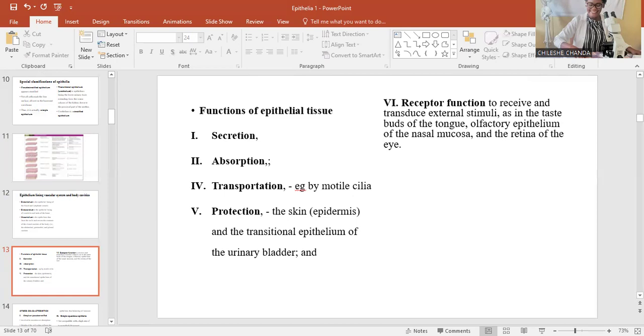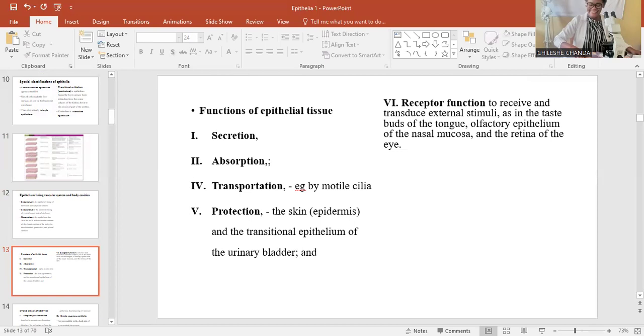Transportation, where some of the cells may have cilia on top, and these cilia allow for movement of particles along the tubule, whatever organ it is. For example, like I said earlier, the fallopian tube. Protection, for example, the skin, okay, and receptor functions, okay.